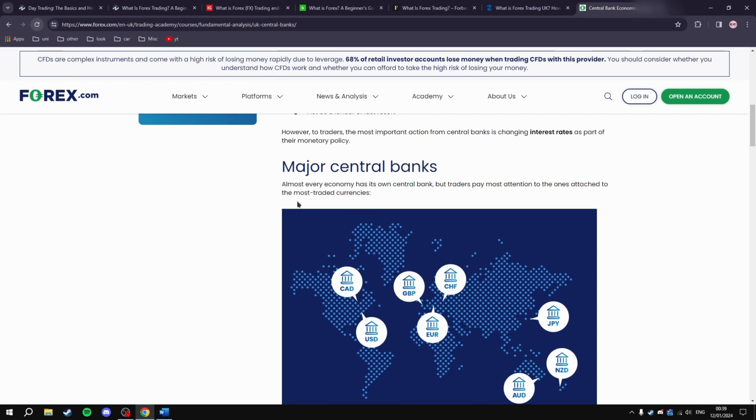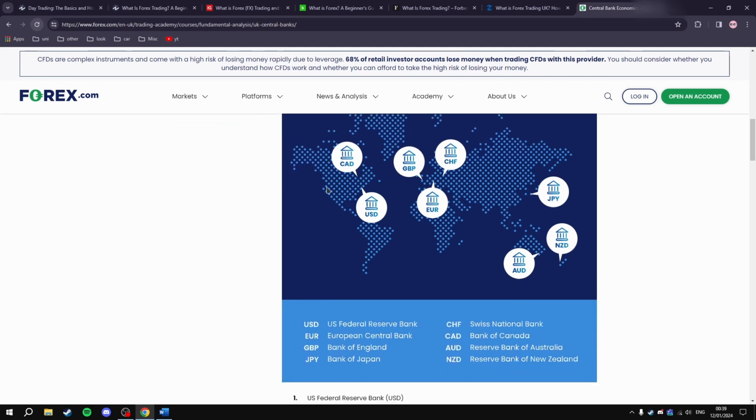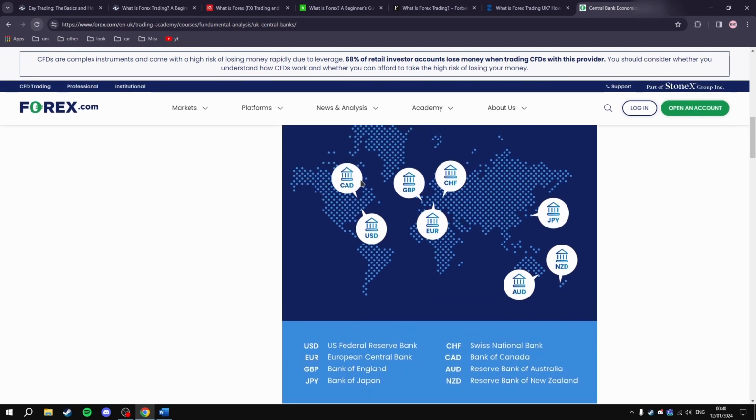Major central banks. Almost every economy has its own central bank, but traders pay most attention to the ones attached to the most traded currencies. US Federal Reserve Bank, European Central Bank, Bank of England, Bank of Japan, Swiss National Bank, Bank of Canada, Reserve Bank of Australia, Reserve Bank of New Zealand.